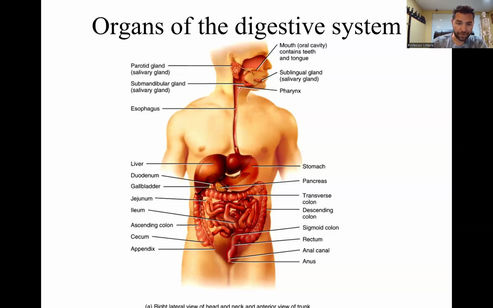So we'll start off where all digestion starts off, and that is in the mouth. Obviously, we have an oral cavity. We have teeth in here. We have muscles like the masseter that are involved in chewing and masticating food. So the food goes in there. We will talk about a variety of glands that are also located near the mouth.